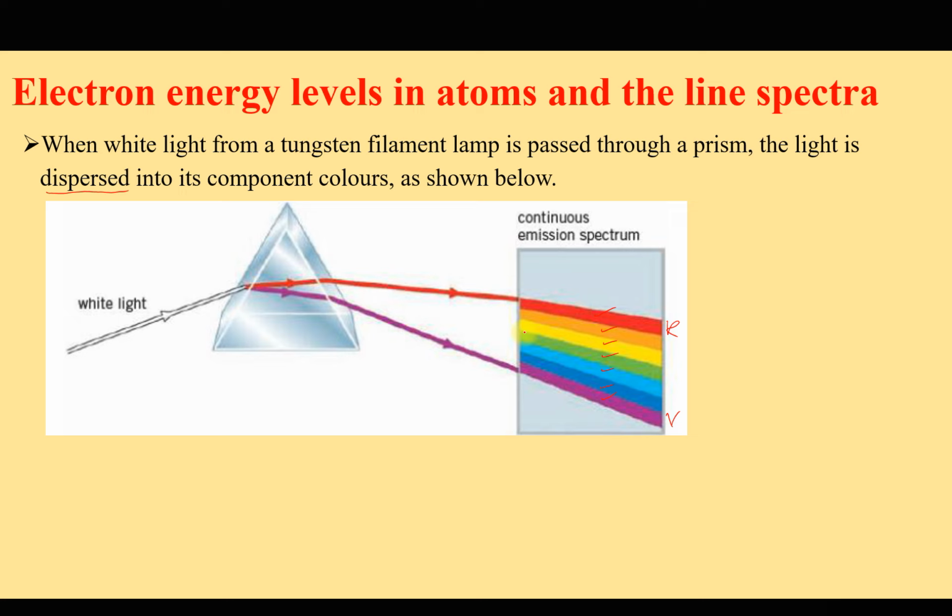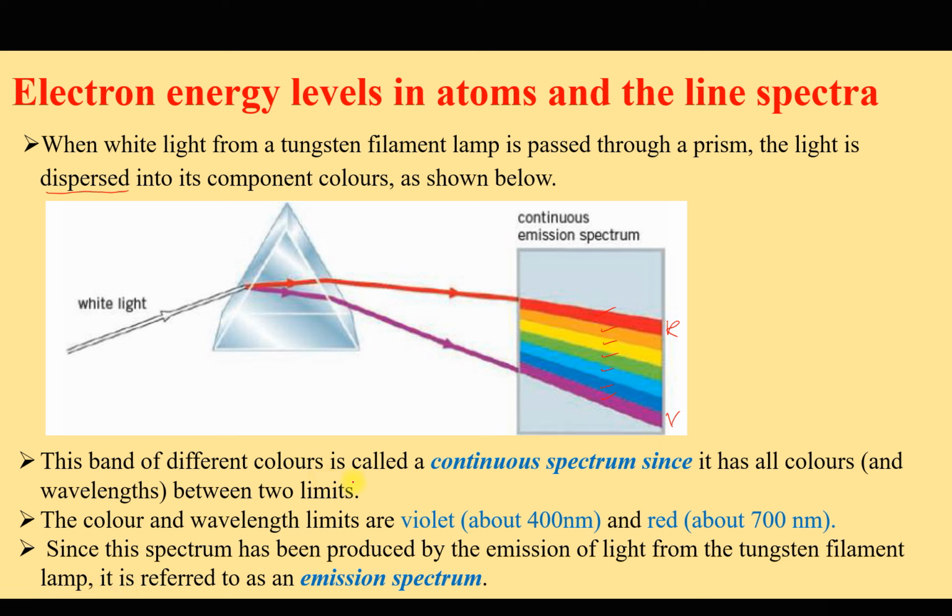This kind of spectrum is what we call a continuous spectrum, because there is no clear boundary between the 7 colors. So this band of 7 colors, this band of different colors, we call it a continuous spectrum. Since it has all the colors, each color represents a wavelength. It has all the colors between two limits. The limits are red and violet.